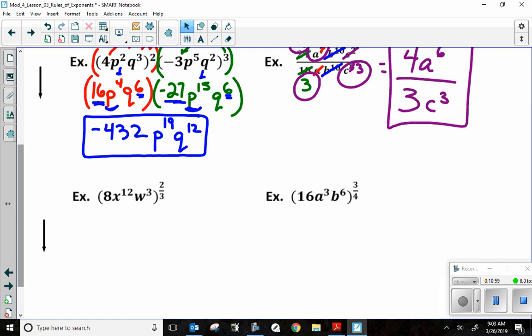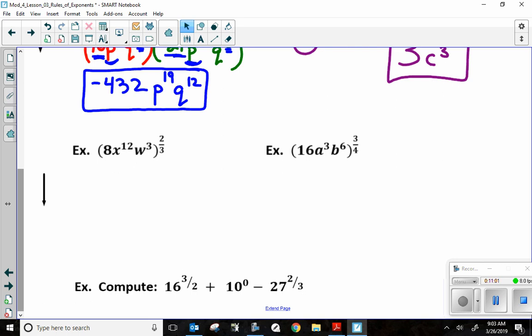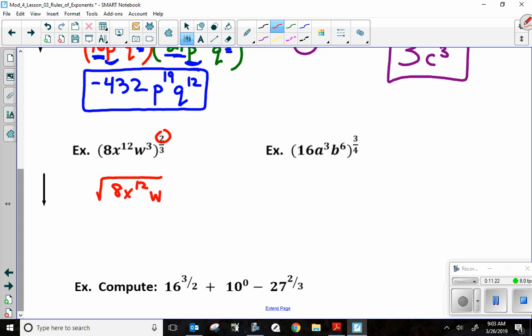Left one here. Our next example: 8x to the 12th, w to the 3rd, all raised to the 2/3. Again, top down, bottom out. So I'm going to rewrite this in radical form. My top just slides down, so I have the cubed root of 8x^12 w^3. This whole thing is squared.